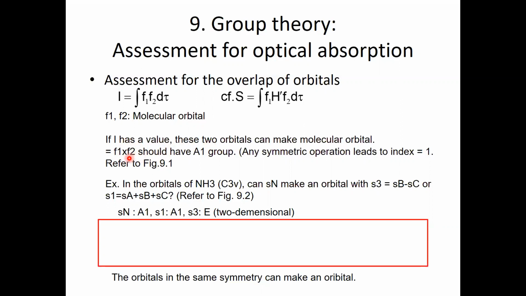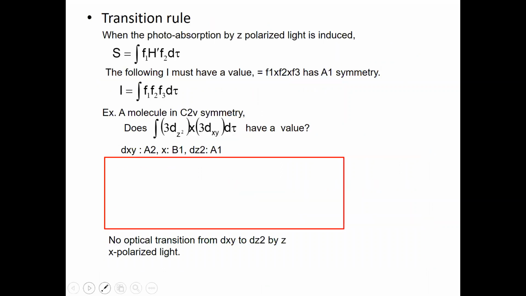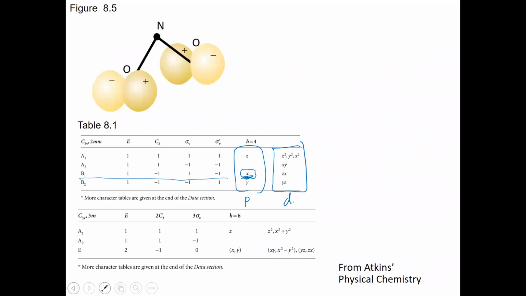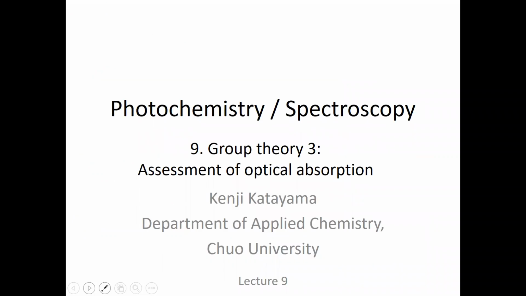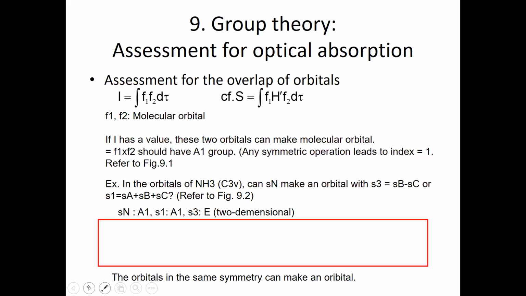It is by multiplying: F1 and F2 should have an A1 group. The A1 group you could always find in the index chart here. For the C2v case, you have the A1 group here. In the C3v case, also A1. So in any group, you have the A1 group of molecular symmetry. So what you have to do is multiply these two molecular orbitals, and then the product must still be included in the A1 group.